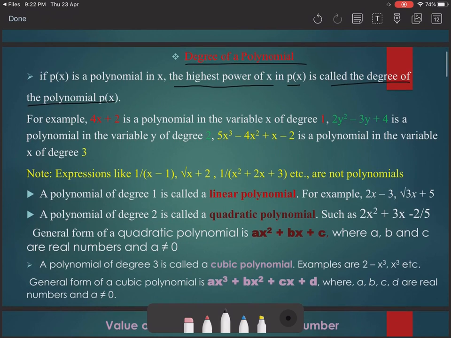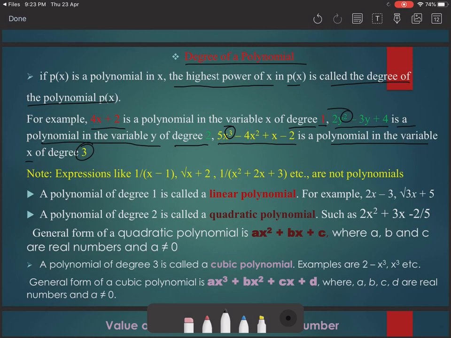For example, let the polynomial be 4x plus 2. What is the variable? x. Its highest power is 1, hence this polynomial has degree 1. Similarly, 2y square minus 3y plus 4 is a polynomial in the variable y of degree 2. The highest power of y is 2. Similarly, 5x cube minus 4x square plus x minus 2 is also a polynomial in variable x with degree 3. Why? Because the highest power of the variable is 3.